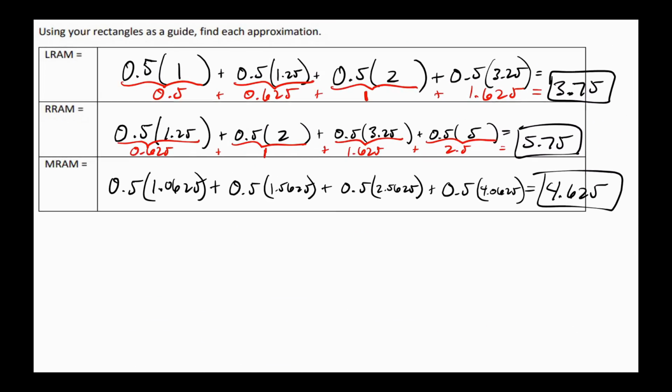Now they're all approximations. One of them is an under approximation, one is an over approximation, and one's closer, but still an approximation. It's not exact, right? How do we do it exactly? That's what we need the fundamental theorem of calculus for, which I'll show you next week.